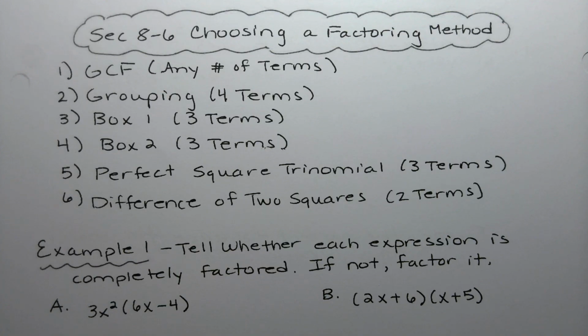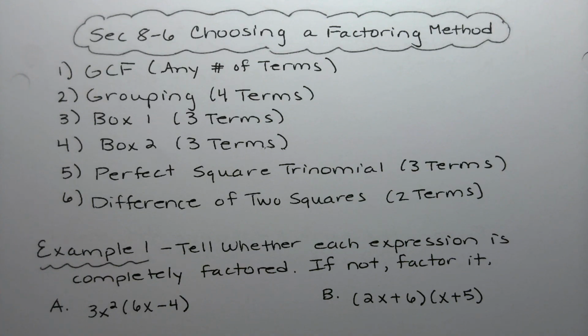So let's review. We started with GCF, greatest common factor, and we could use that for any number of terms. So we can just always check to see if there's something you can take out of the number of terms that you have. Grouping, we did grouping, and that was only used when you have 4 terms. So if you don't have 4 terms, that's a bad choice.